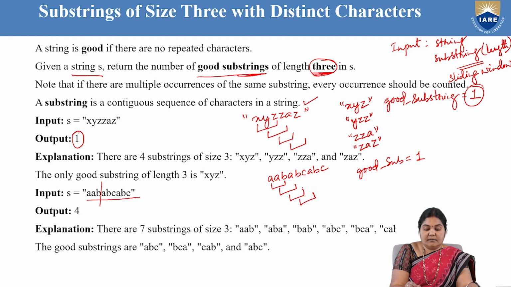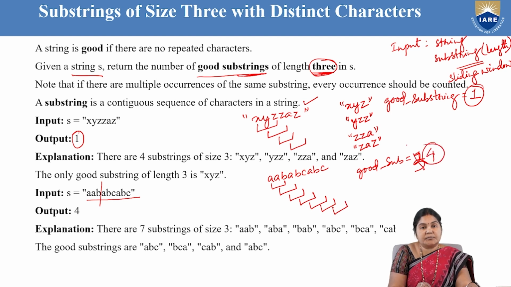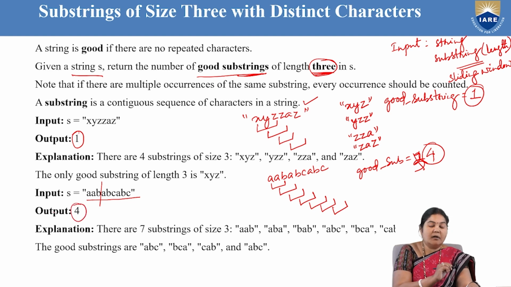Okay. ABC. Then BCA is another good substring, so it is 2 now. Now, CAB is another good substring, so it becomes 3 now. Then ABC is again a good substring, so it becomes 4. So, how many good substrings are possible? 4 good substrings are possible.